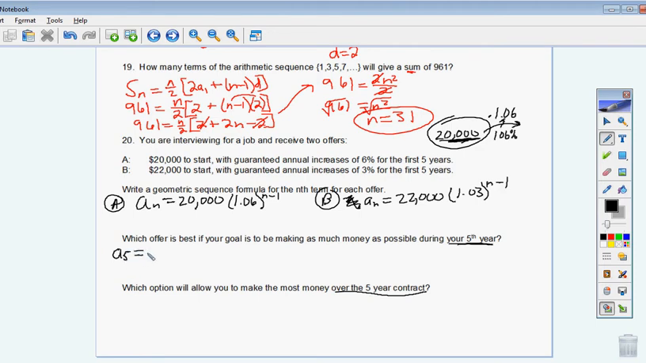That's all you're doing. You're starting with 20,000. You're going to multiply by 1.06, and how many times you do this is 4 times. 5 minus 1 will give you the 4 right there. And then likewise over here, this would be the 5th term, 5th year, and you'd take your 22,000 and multiply by your 1.03 to the 4th power. So I'm starting with more here than this one, but I got a better percentage over there. Let's just look and see how this plays out.